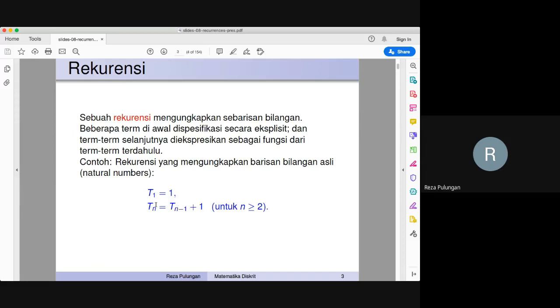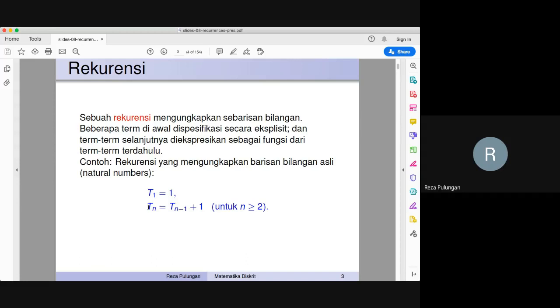So Tn, T when the parameter is n, is equal to Tn minus 1, T when the parameter is n minus 1, plus 1, for all n larger or equal to 2. Look at this. This is basically the core or the essence of recurrence.